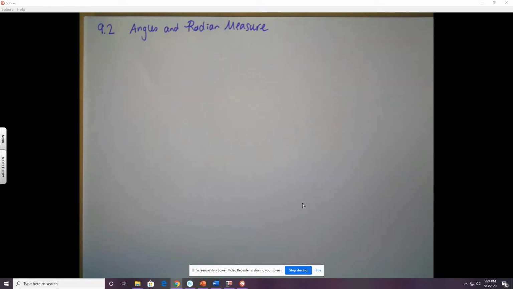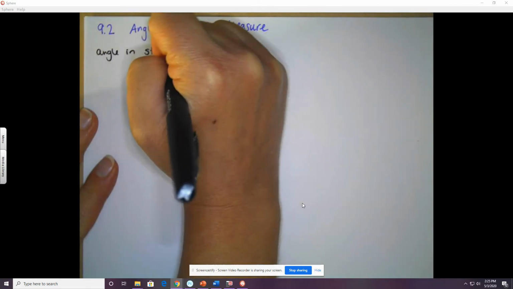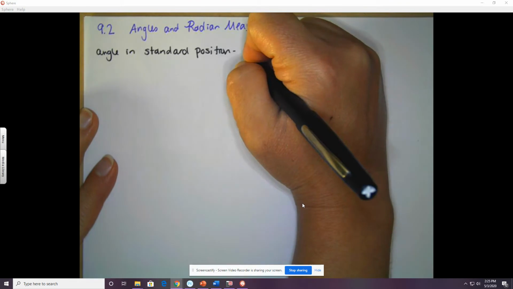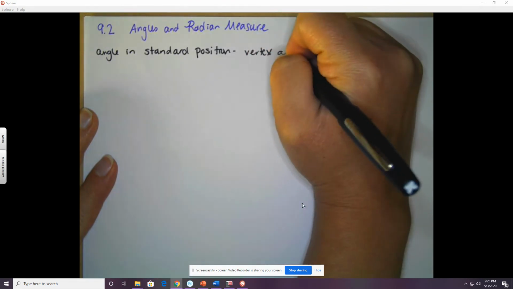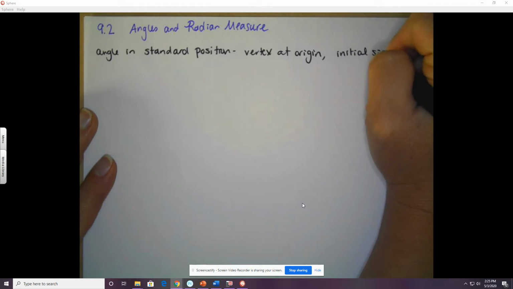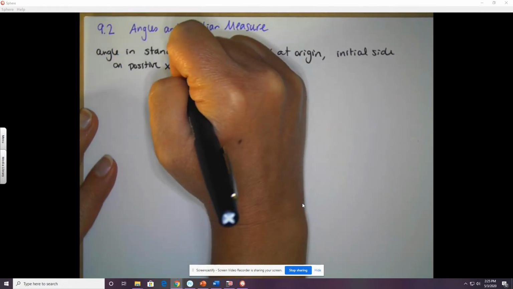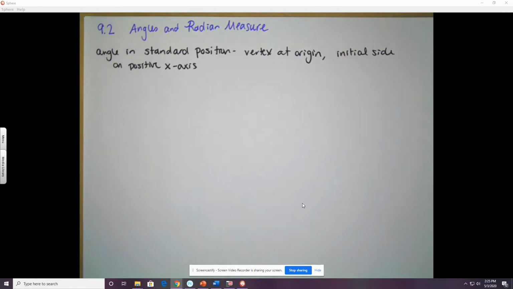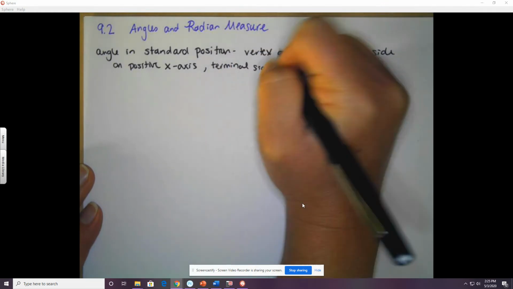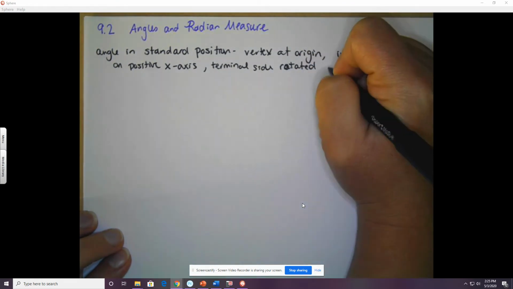An angle in standard position will have a vertex at the origin, an initial side on the positive x-axis, and a terminal side rotated a specific angle measure.